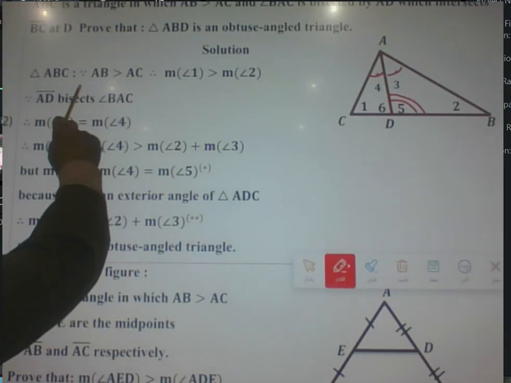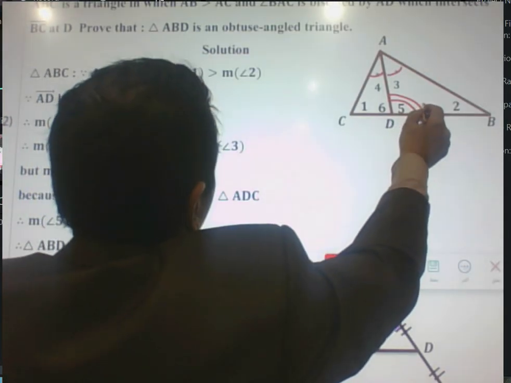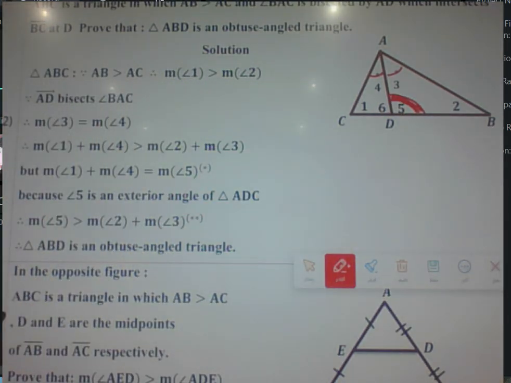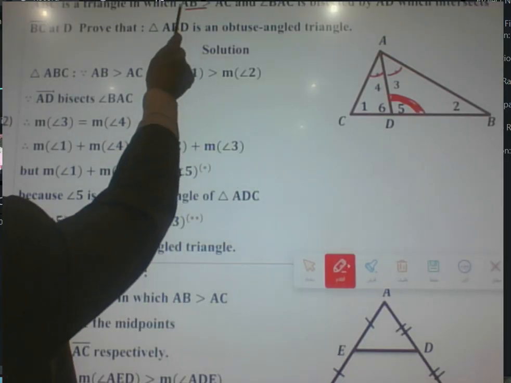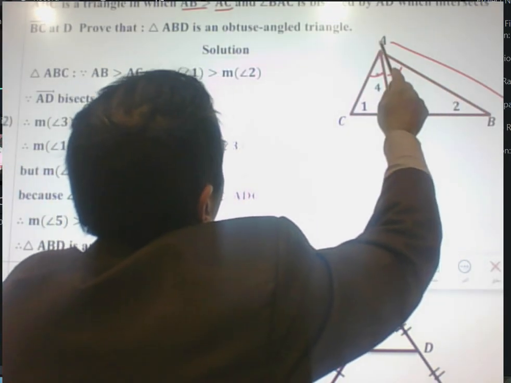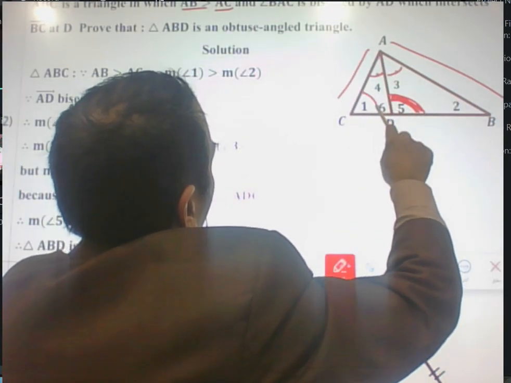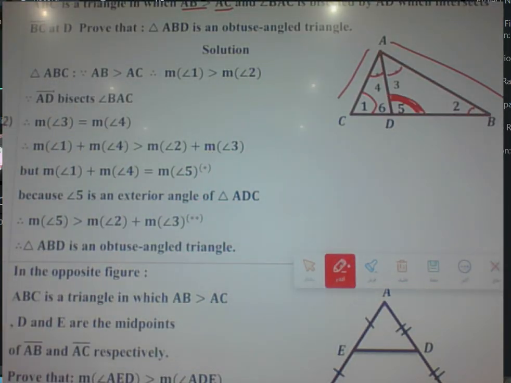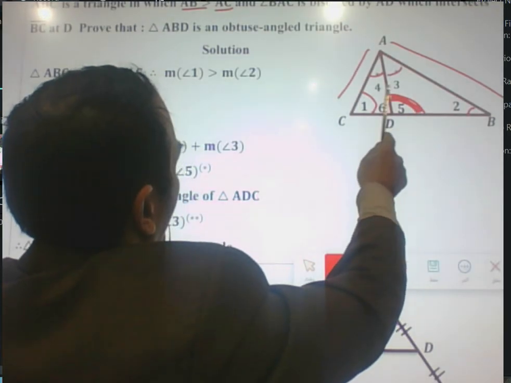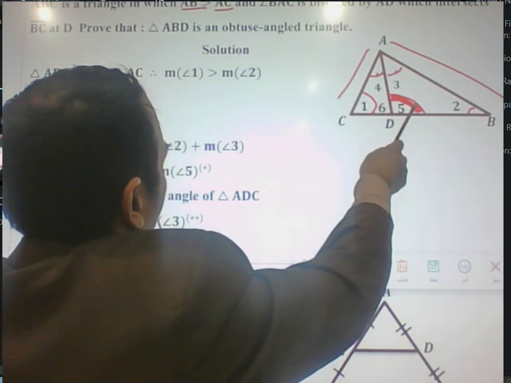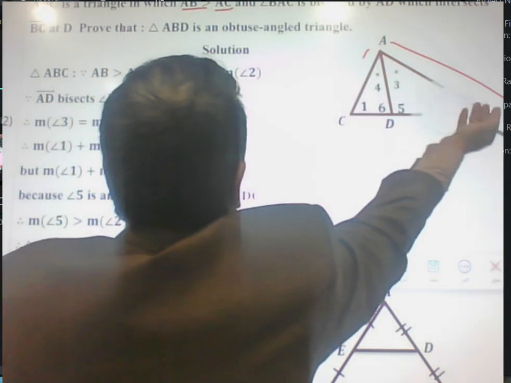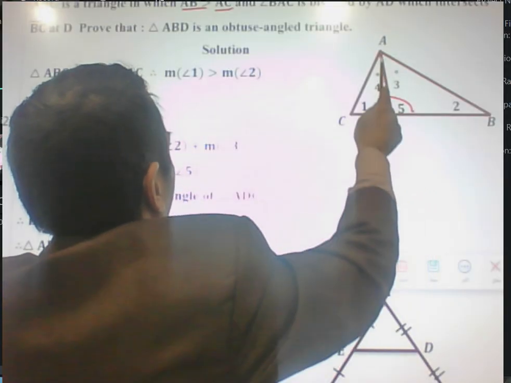And here, he wants to prove that this angle is obtuse. How can we prove that this triangle has an obtuse angle? First step, we have a relation between two sides like this: AB is greater than AC. Then in the first triangle, the measure of angle 1 is greater than the measure of angle 2. And also, the measure of angle B is greater than the measure of angle 1, because B is an exterior angle. In any triangle, look here, B is an exterior angle of this triangle. This angle we call the exterior angle of triangle ADC.